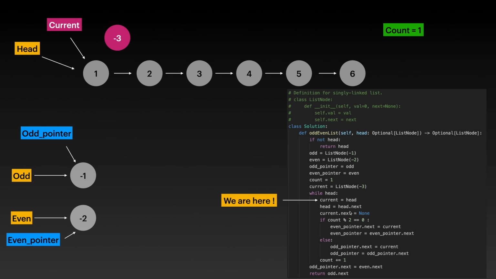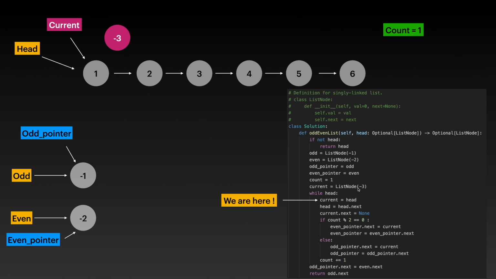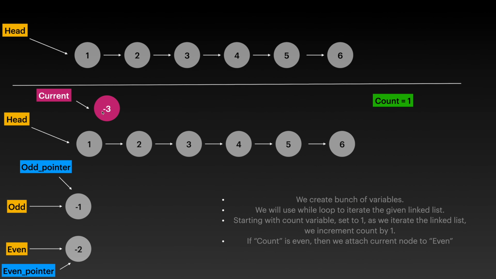And here is the code for this problem. Basically I have odd equals ListNode(-1), that's this guy. Even equals ListNode(-2), that's this guy. The odd pointer will be pointing to this one, and the even pointer will be pointing to this one. Then we have a count variable equal to 1, and a current. Actually this current equals ListNode(-3), that's this guy.